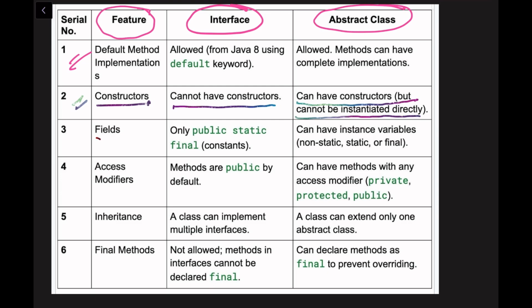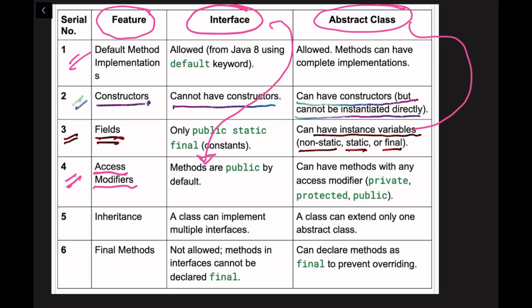If I talk about the fields, only public, static, final constants are there in interfaces. In an abstract class, it can have instance variables, that is non-static, static or final. Okay, let's talk about access modifiers. In interfaces, methods are public by default, and in an abstract class, we can have methods with any access modifier, like private, protected and public.